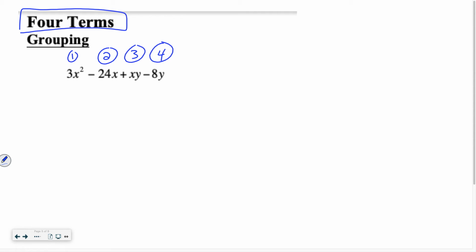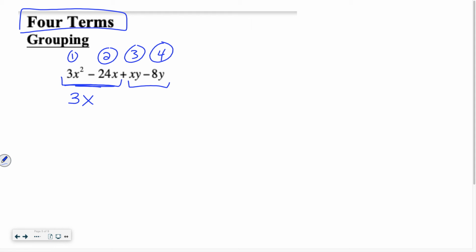If you check for variables, 3 of them have an x. The first, second, and third term have x. The fourth term does not. So what we do now is, since there's no GCF, we're going to group the first 2. I'm going to group the second 2. So for grouping, you divide them into 2 different groups. And then we check in this first group, is there a GCF we can take out? So there is. We can divide them by 3x.